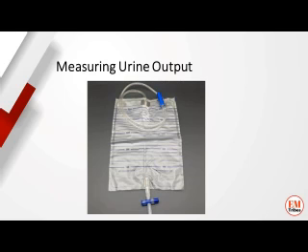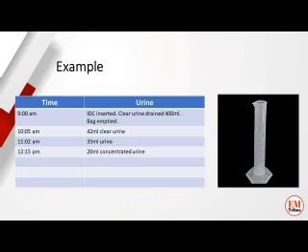If we're measuring urine output, it'll look something like this on the chart. You'll have times on one side and amounts recorded on the other. Now notice the volumes are written there, 42 mils, 35, and so forth.